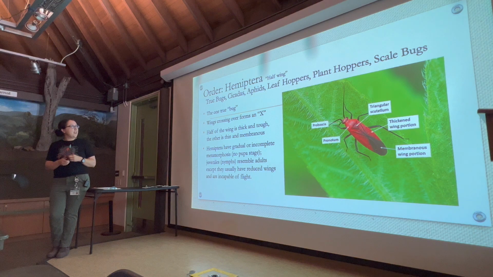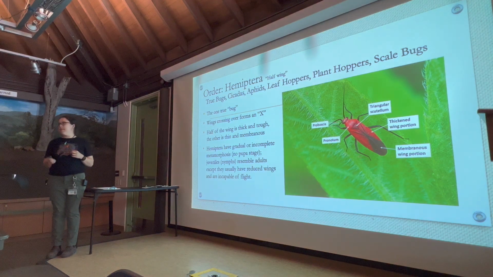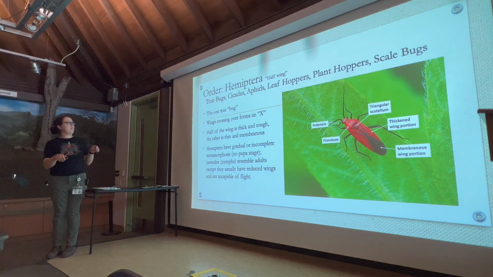Mm-hmm. Okay, so bugs, that one that was earlier, I know somebody was wondering what that one was. This is a true bug. So when you say bug, this is what you should be talking about, not just all insects, even though it's used interchangeably. The main thing with them is their wings cross over in an X, but you can only tell that when they're adults. They also do that incomplete metamorphosis where they start out as little things that look similar to the adults, and then when they're big, at their final molt, they have the wings.